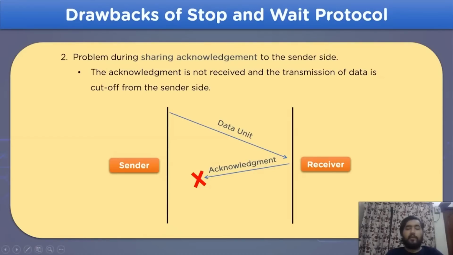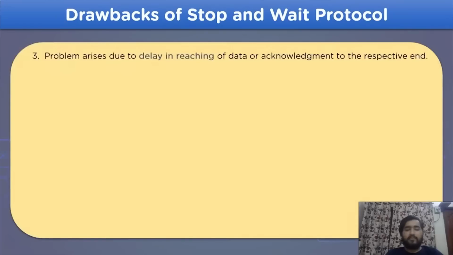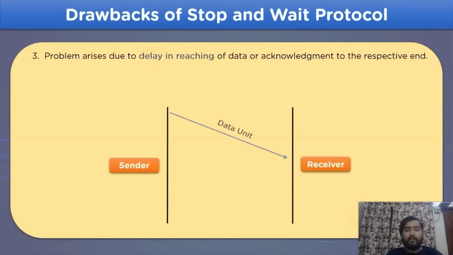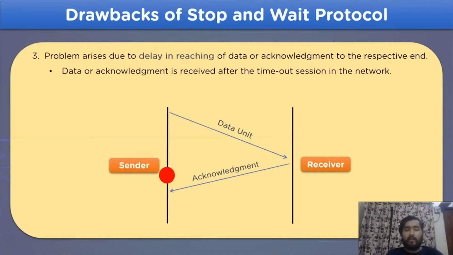Now let's move on to the last drawback for this heading. The last issue occurs due to the delay in transmission time of the information. The time delay drawback can occur on either side of the transmission, that is, during data transmission or the acknowledgement transmission.